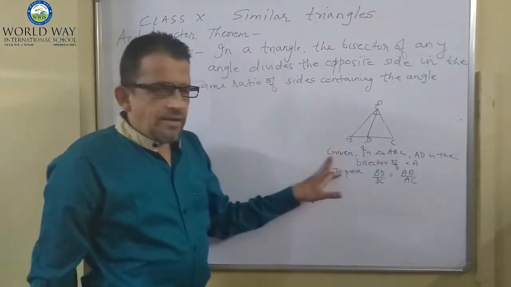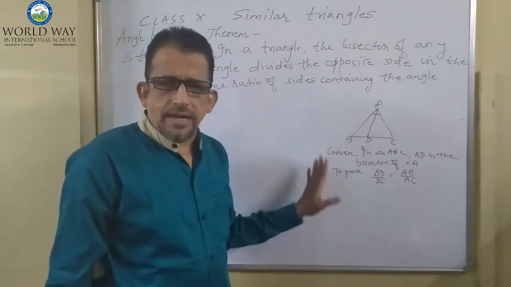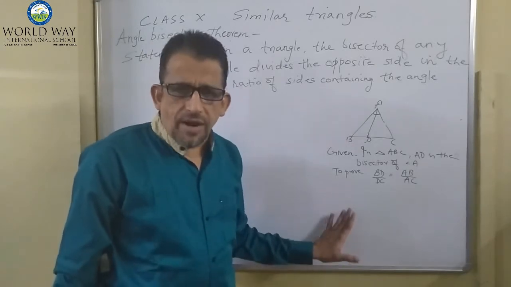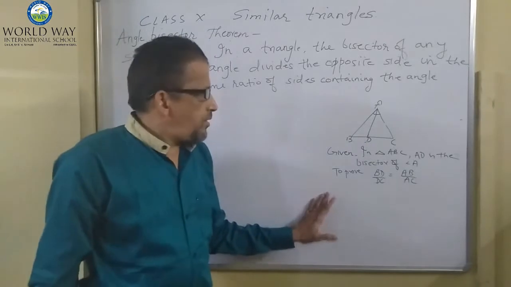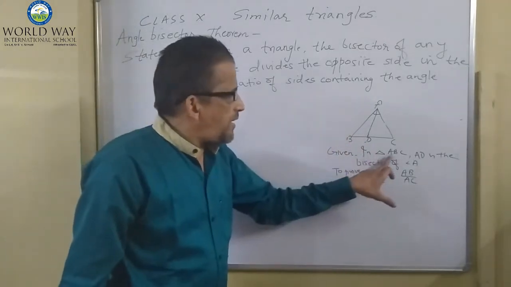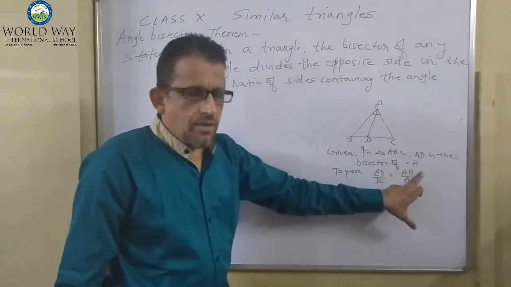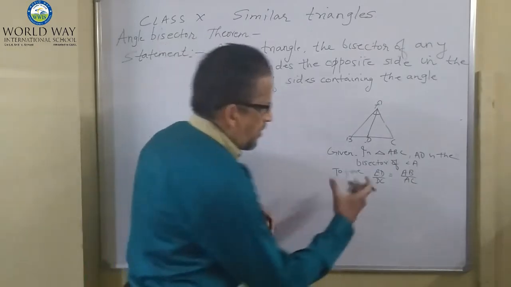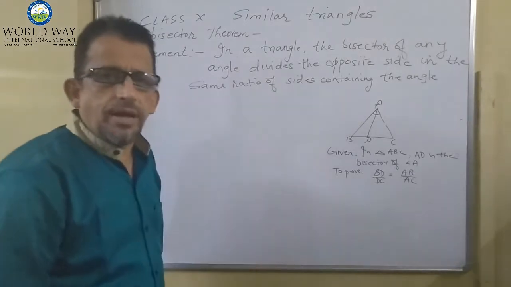Now what is given? A theorem has 5 parts. One is the diagram. The second part is given. Then write to prove. Then construction, if we require some construction in the figure, then proof. So the diagram is there. What is given in the question? In triangle ABC, AD is the bisector of angle A. What is to be proved? To prove BD upon DC is equal to AB upon AC.